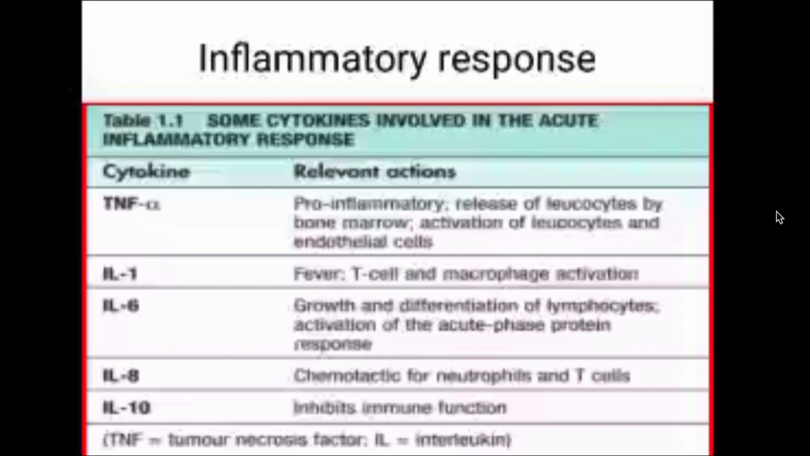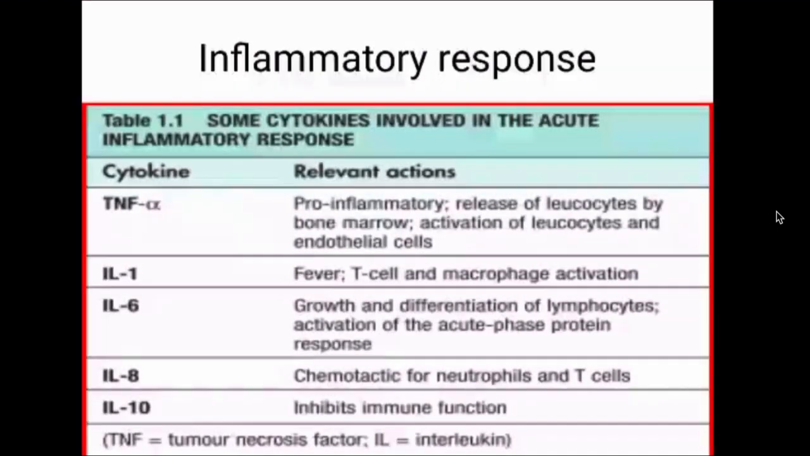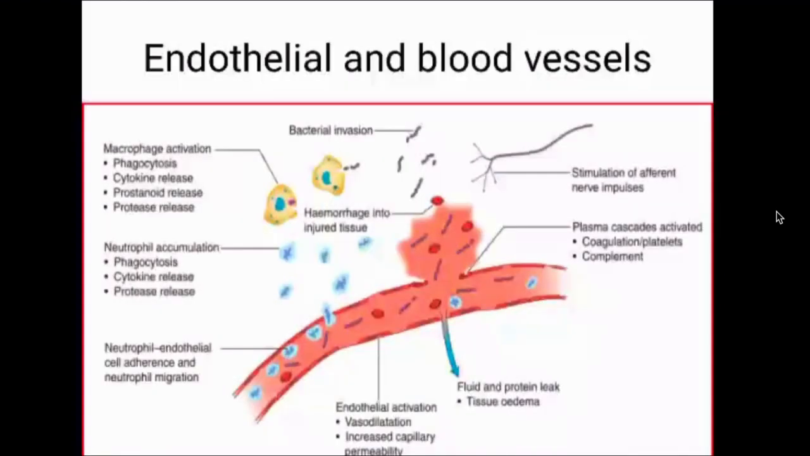Interleukin 6 is involved in growth and differentiation of lymphocytes and activation of acute phase proteins. Interleukin 8 is chemotactic for neutrophils and T cells. Then interleukin 10 inhibits immune function. With injury to a vessel, there is loss of blood, and we have innate immunity and humoral immunity.